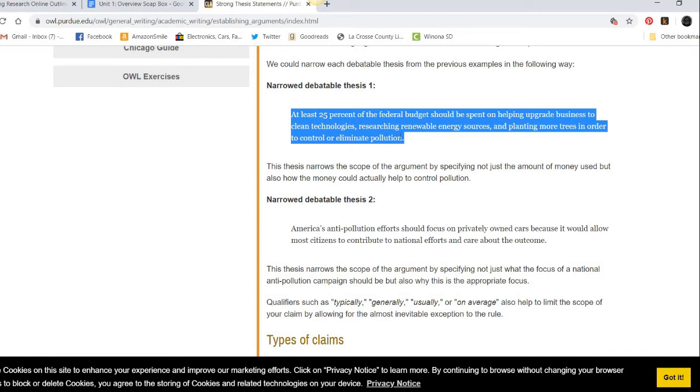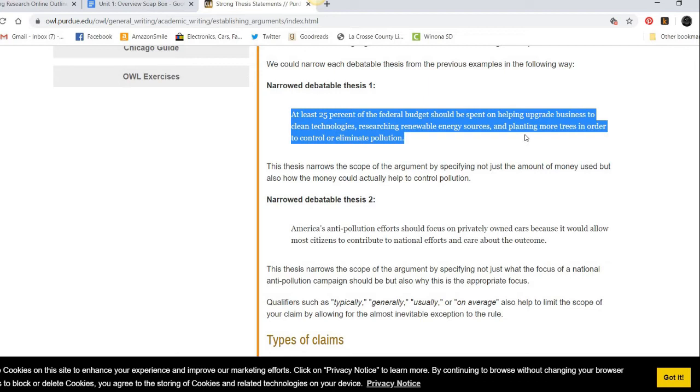At least 25% of the federal budget should be spent on helping upgrade businesses to clean technologies. There is going to be an entire subsection of this paper without a titled heading. It's just going to have nice transitions between the paragraphs about businesses being helped by the federal budget to clean technologies. What are the clean technologies, what will the help be, and what will the upgrades be? Researching renewable energy sources. How is the federal government going to research renewable energy sources? Which energy sources, and how is the money going to be allocated? And probably a definition of renewable.